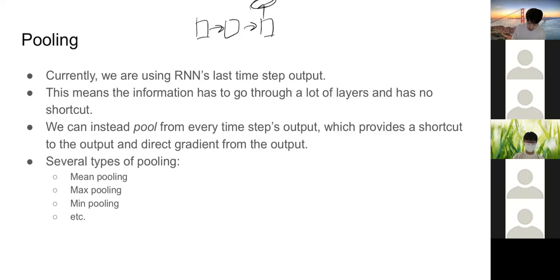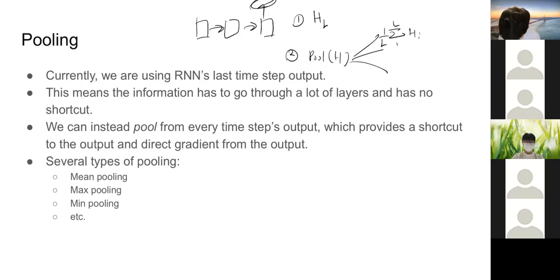So what do we do? Instead of using this last hidden state, using notation, we can either use H of L. This was our option previously. But also what we can do is pool from the entire H. We usually have three options. One is averaging it, very simple: one over L, sum of H of i, i from one to L. This is mean pooling.